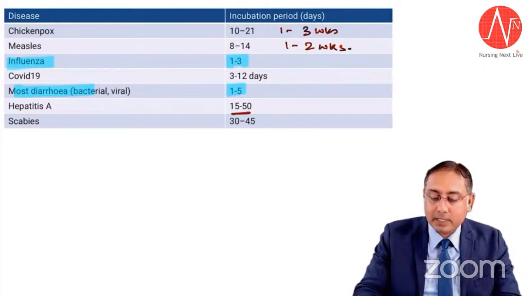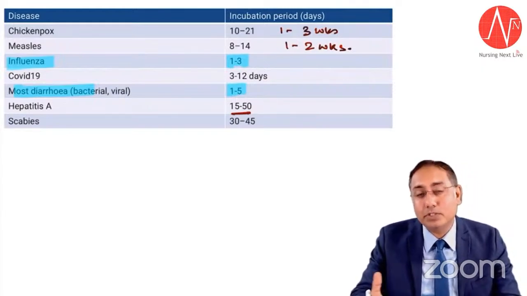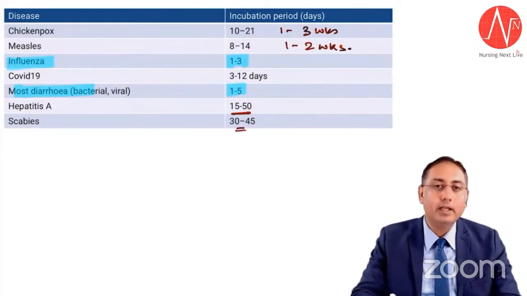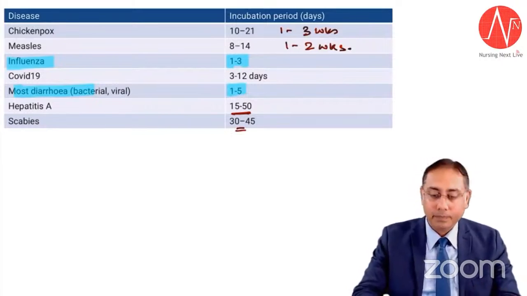Hepatitis A has approximately 1.5 to 2 months of incubation period. Scabies is again 1 to 2 months of incubation period.